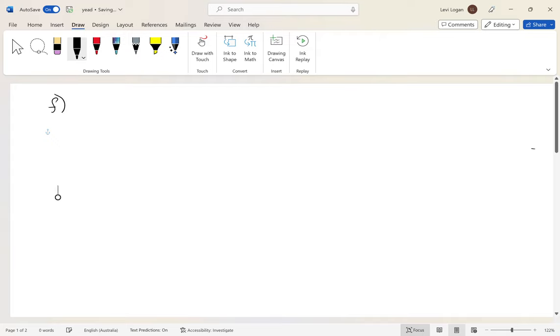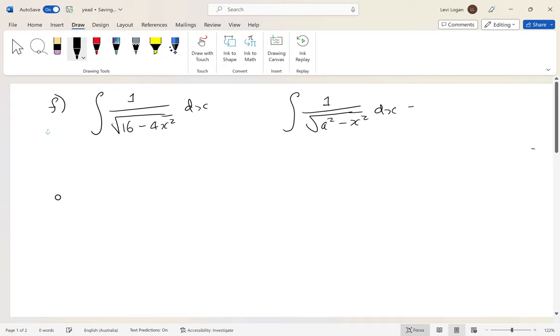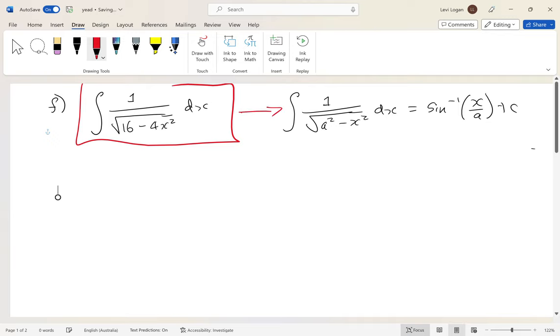So this is f, the integral of 1 over the square root of 16 minus 4x squared dx. Alright, this one's a bit different, so pause the video and have a go at this one. Alright, so we can tell this has the look of a sine integral. So recall that the integral of 1 over the square root of a squared minus x squared dx is equal to sine inverse of x over a plus c. We've got to make this whole thing look similar to that. So the way we're going to do that is we've got to get rid of this coefficient here somehow.